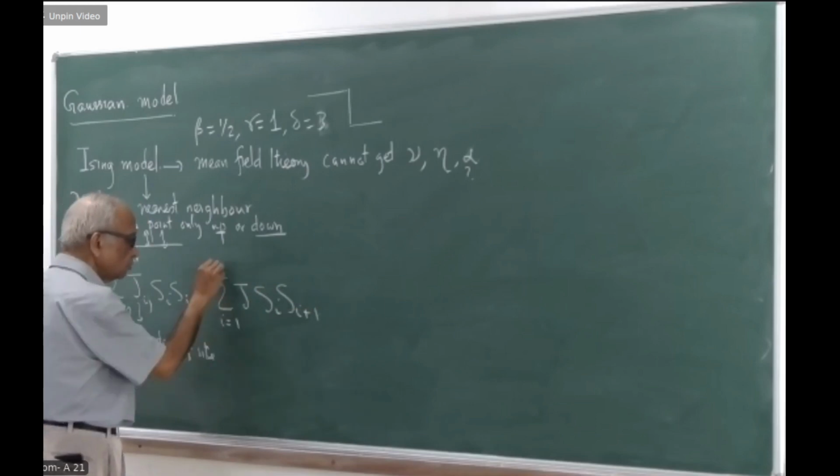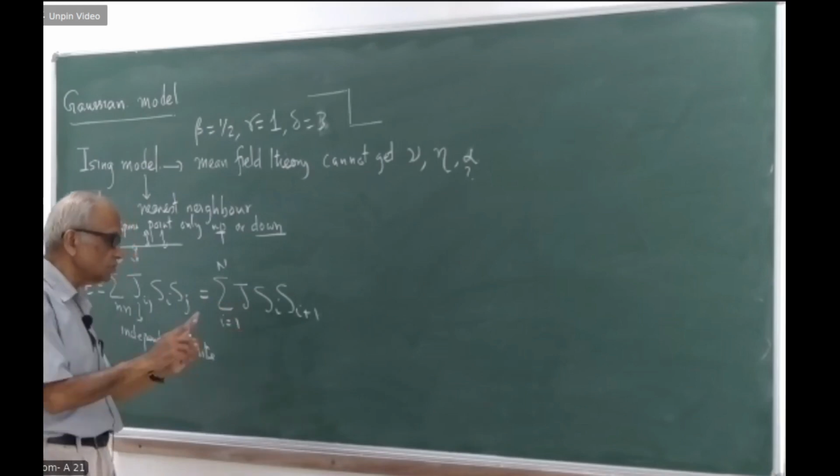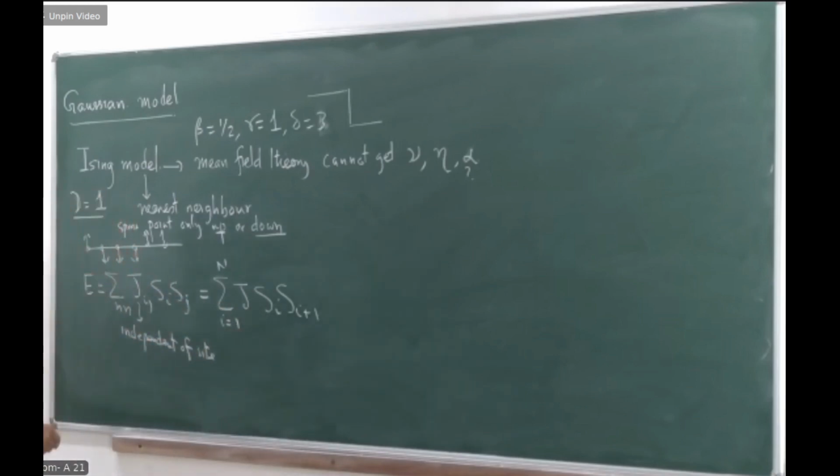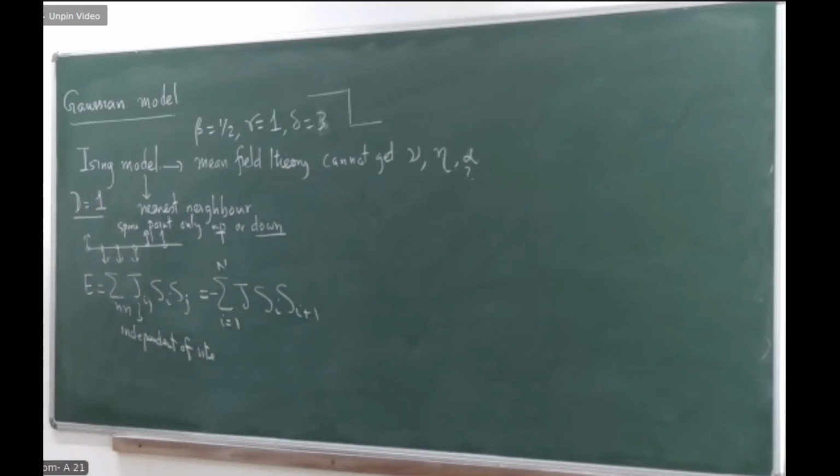Where i goes from 1 to n, and it is going to be an attractive interaction, that is, if the spins are parallel to each other, the energy is lower. So I will put a minus J over here. This one-dimensional model cannot have a phase transition.